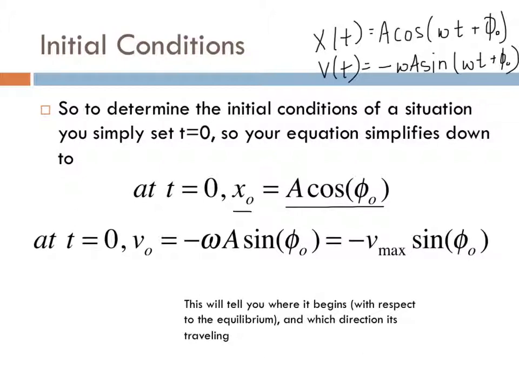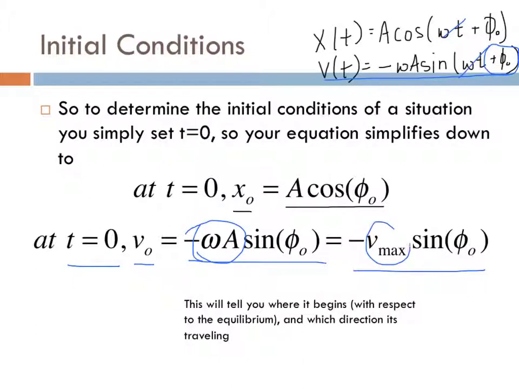In our last video, we also saw the equation for velocity, which is the first derivative of position. We said it was negative angular frequency times amplitude times the sine of omega t plus phi naught. So when I set t equal to 0, we're solving for our initial velocity. The first piece goes away, and all we're left with is negative omega times A times the sine of phi naught. Remember also, in our last video, we said that omega A can be replaced by v max, which is our maximum speed.